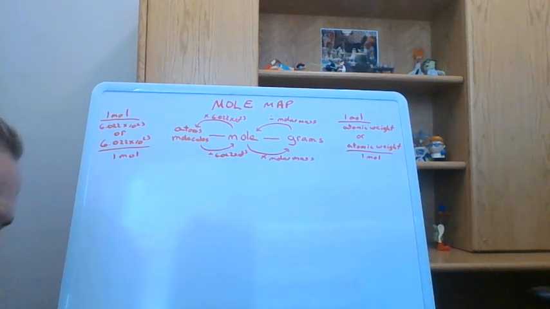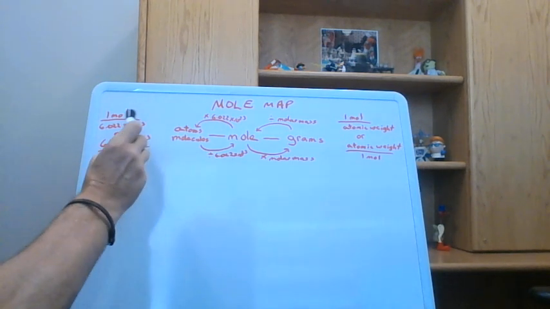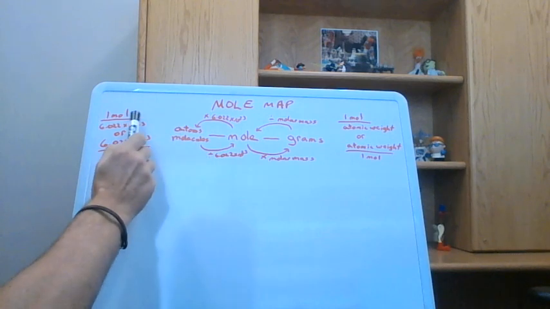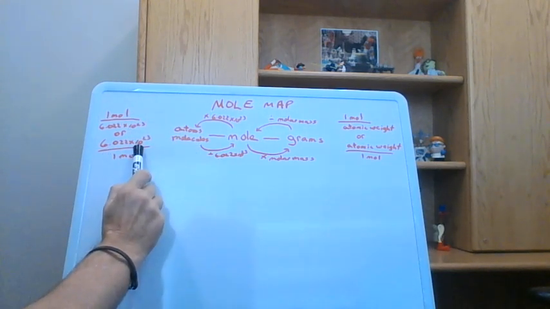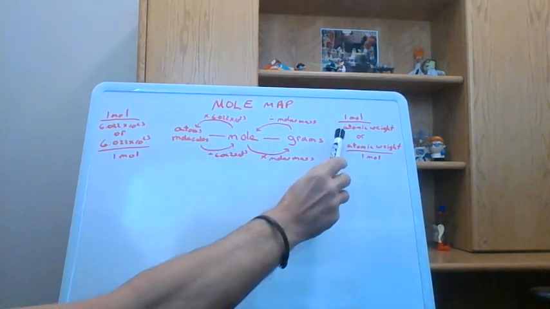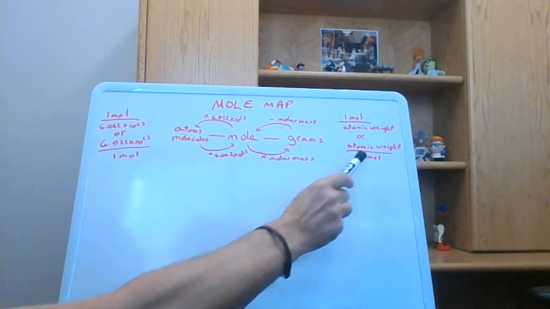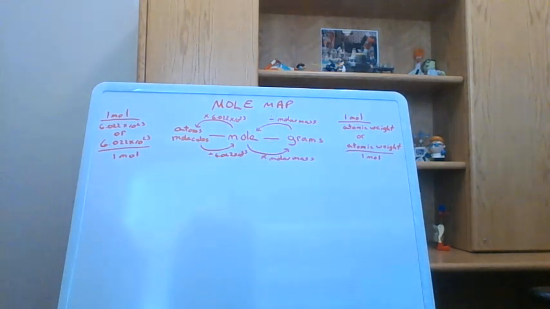So if you're in the middle in moles, you can go in either direction. If you're at grams, you have to go through moles first. If you're at atoms or molecules, the only place you can go is moles. Right? And so these are the conversion factors: this one would go this way, this one would go that way, this one would go that way, this one would go that way.